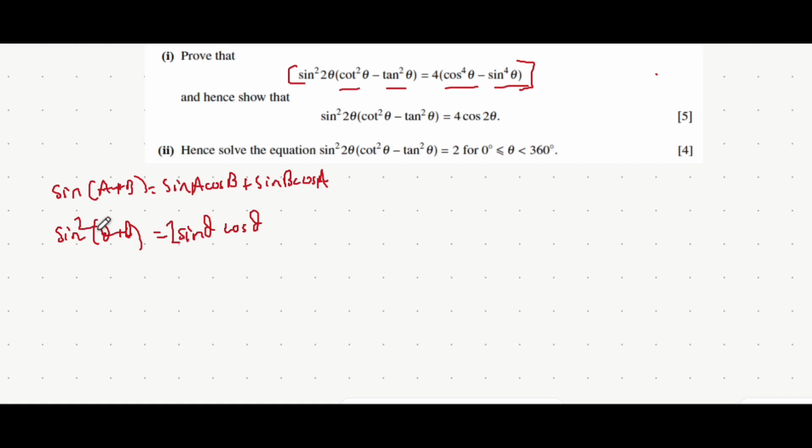In that case, sine squared of 2 theta, you can replace that by squaring everything on the right hand side of the equation. So 2 squared is 4, sine theta all squared is sine squared theta, and lastly cos theta all squared is cos squared theta.